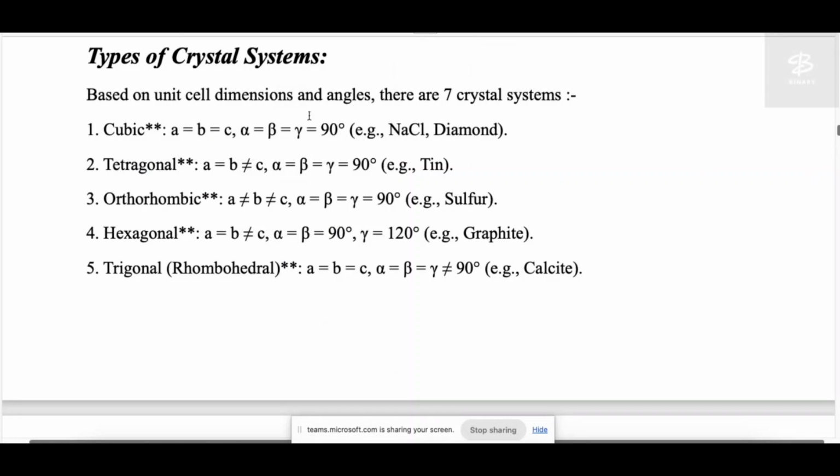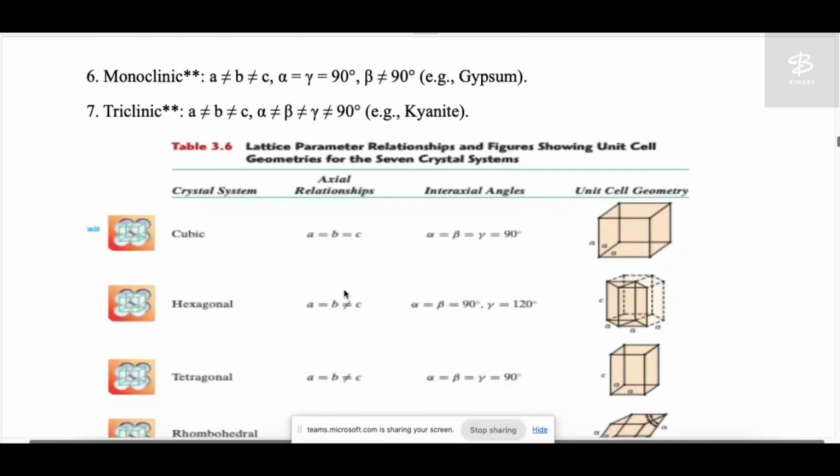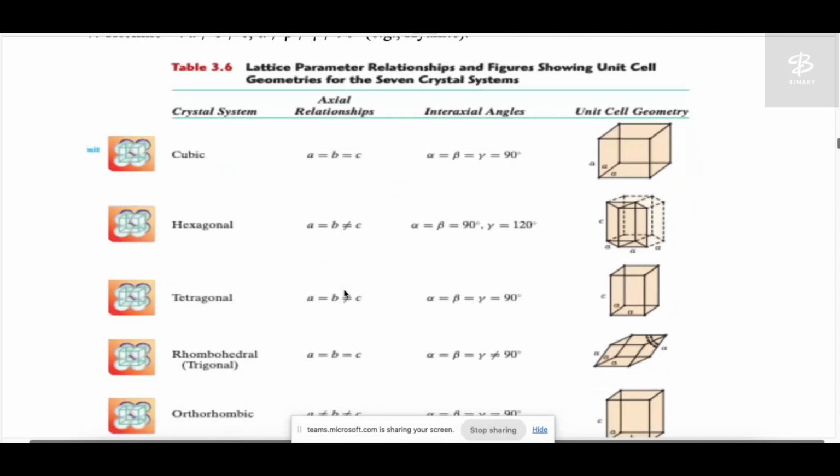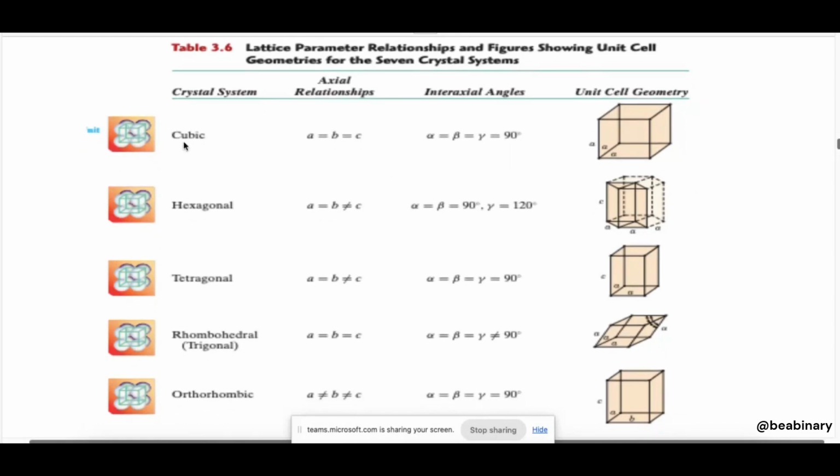The types of crystal structures, right? There are a total of 7 kinds of crystal structures: cubic, tetragonal, orthorhombic, hexagonal, trigonal, monoclinic, and triclinic. I have shared examples of all 7 so that you can have a clear idea of how they look. Okay, so here's a cubic.